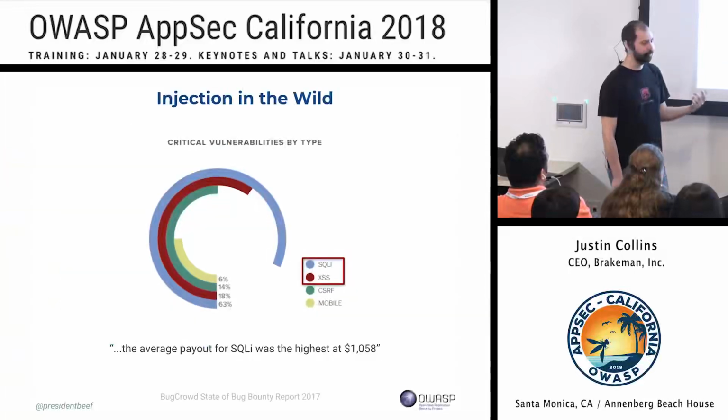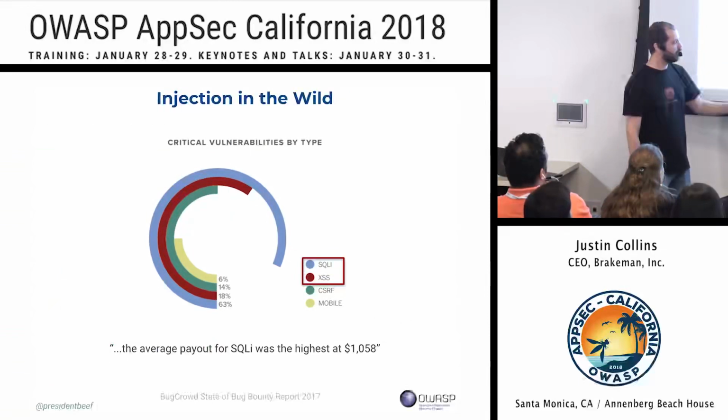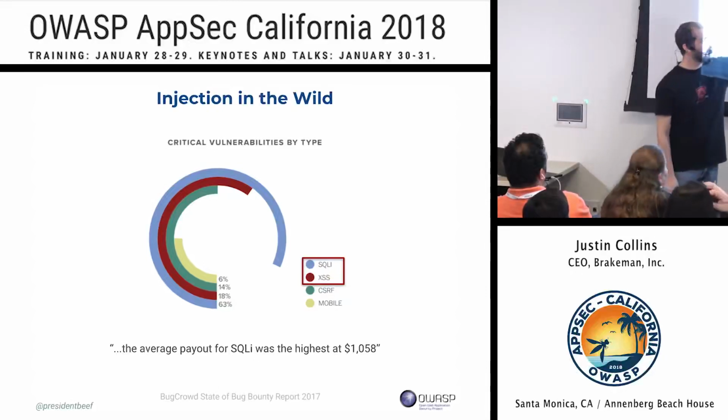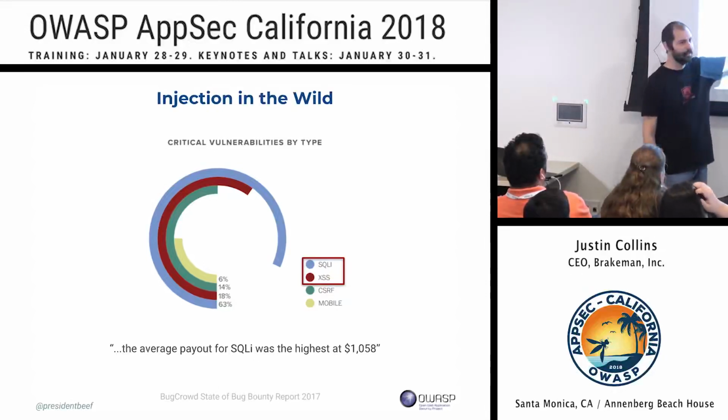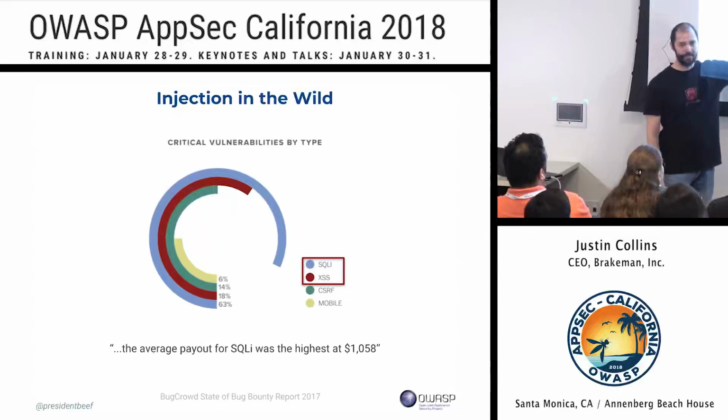But again, it's at the top of the list, right? If we look at the Bugcrowd data, this is the 2017 report. These are critical vulnerabilities, meaning their top P1 category. This is what makes up that category, and 63% were SQL injection. So last slide is like not very common, but when it happens, it's bad.